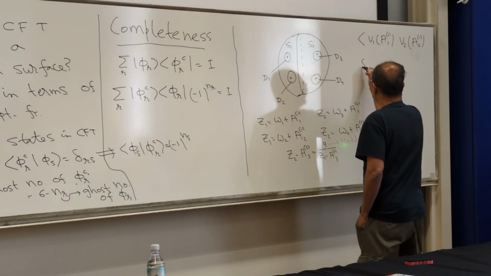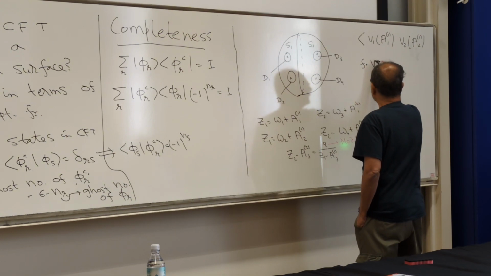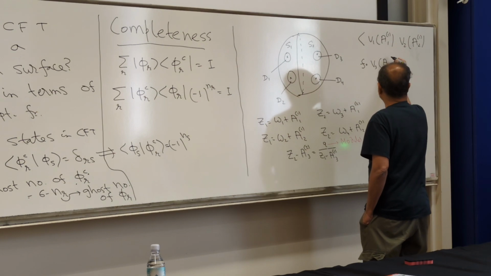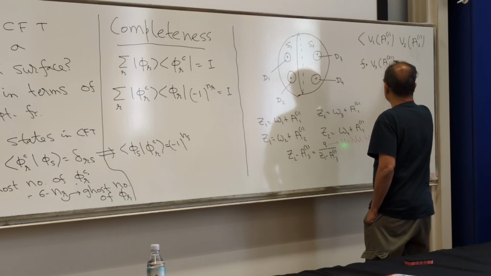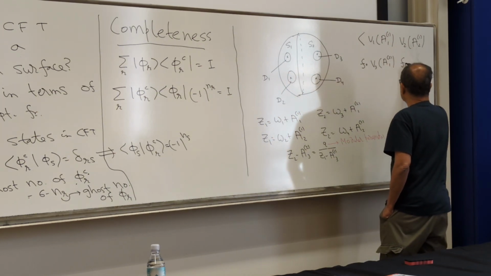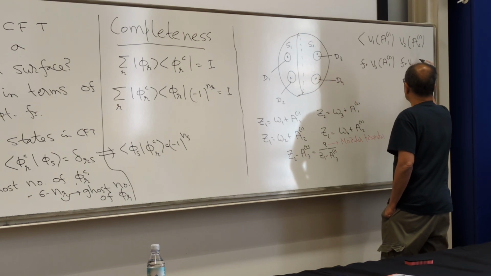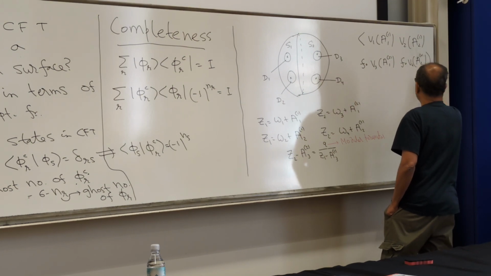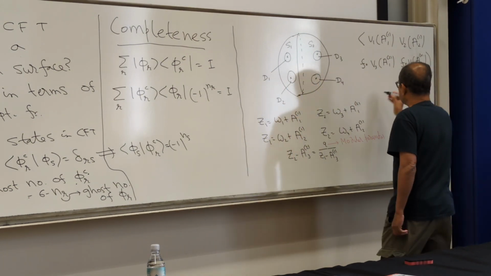Let me write this as f dot V3 of A21, f dot V4 of A22. Okay, and I'll explain what F is. So F is the transformation.